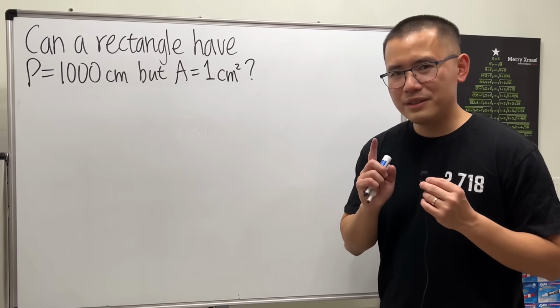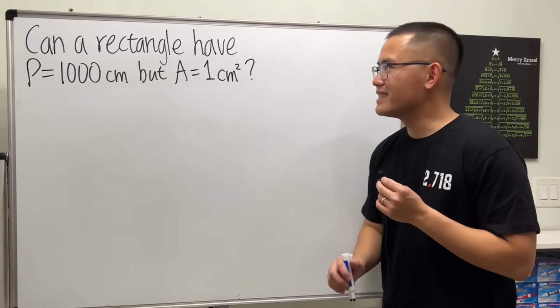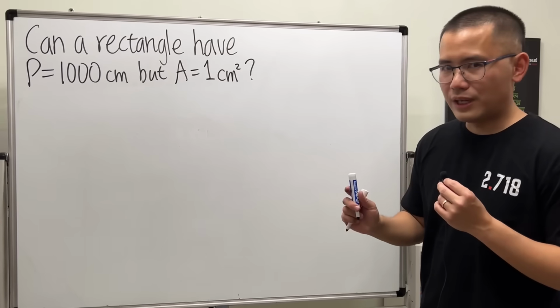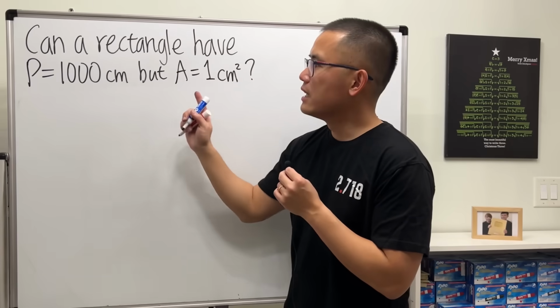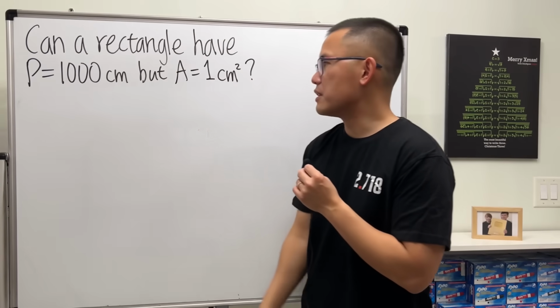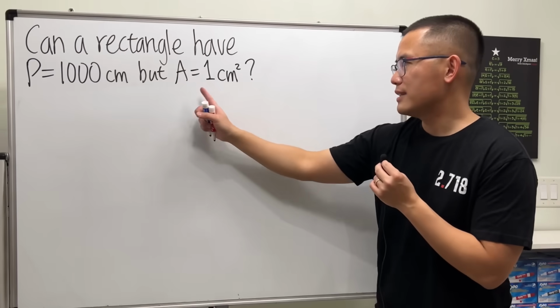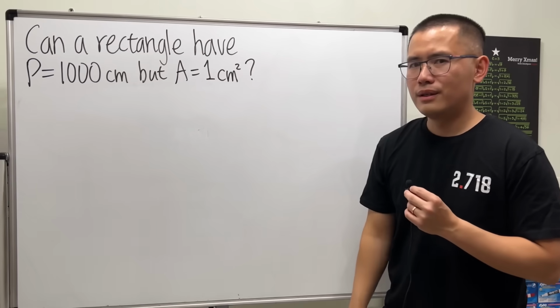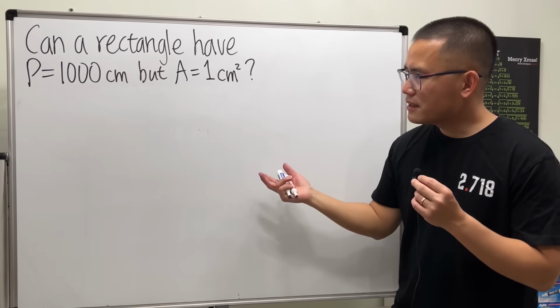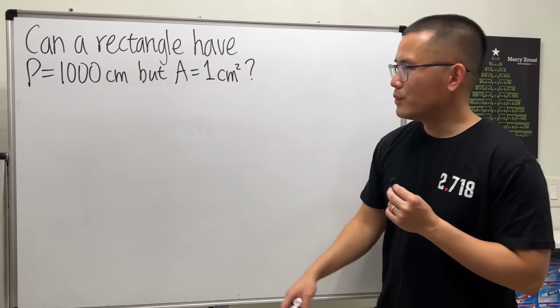I have an interesting counterintuitive question for you guys. Is it possible for us to have a rectangle so that its perimeter is 1000 centimeters, but the area is just 1? Why did I say this is counterintuitive? Well, let me show you.